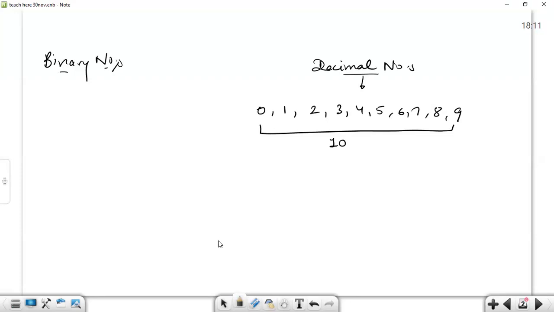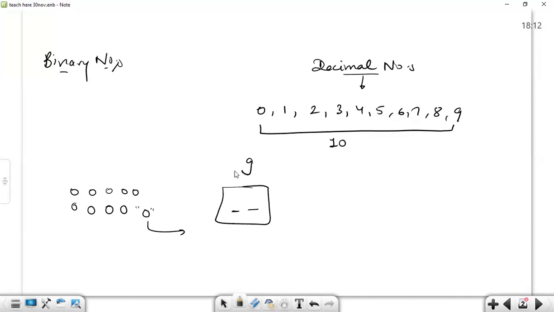So for counting, consider this is an apple, an orange, which are circular. 3 oranges, 4 oranges, 5, 6, 7, 8, 9 oranges. Now after 9 oranges, to count the next orange, we have to use 2 places for that particular number, because 9 was a single digit number, but now we have to use 2 digits. Why is it so?